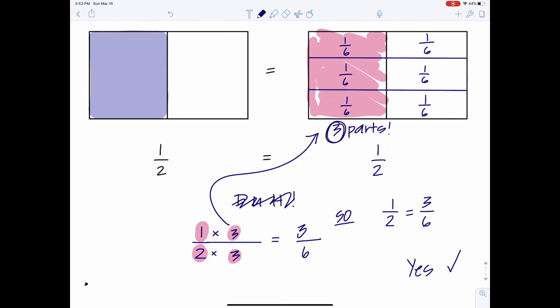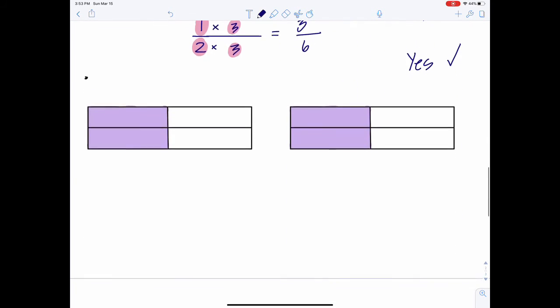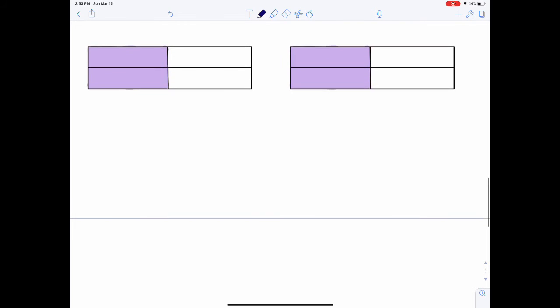Sound good? All right, we're going to move on to our last example using a fraction strip. These are 2 equivalent fraction strips that I've drawn. The one on the left is equal to 2/4. Yes, it's also equal to 1/2. We know that by looking at the bar, and by previously learned equivalent fractions. What we're going to do now is find an equivalent fraction to 2/4 by multiplying the top and the bottom, or the numerator and denominator, by the same number.